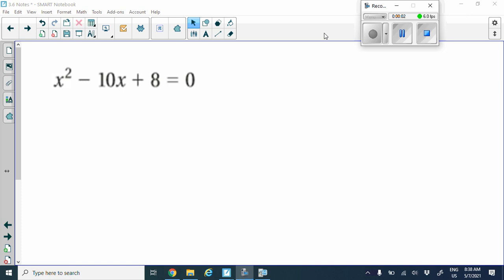Hey guys, so here's part 3 of the 3.6 notes. We are once again solving by completing the square.